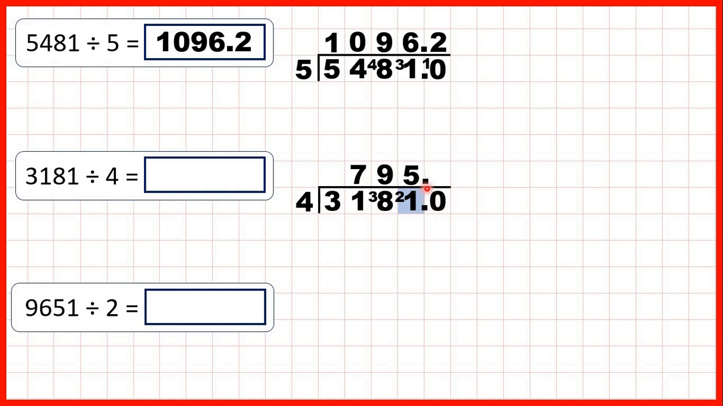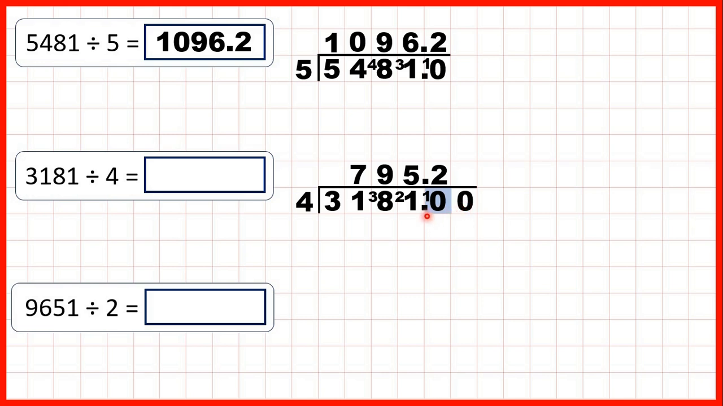so we extend with a point 0, copy up the decimal point into our answer line, and then we can write the remainder in front of the tenths digit. So now we have 10 divided by 4. That's 2 remainder 2. So we need to extend with a 0 in our hundredths place value as well.